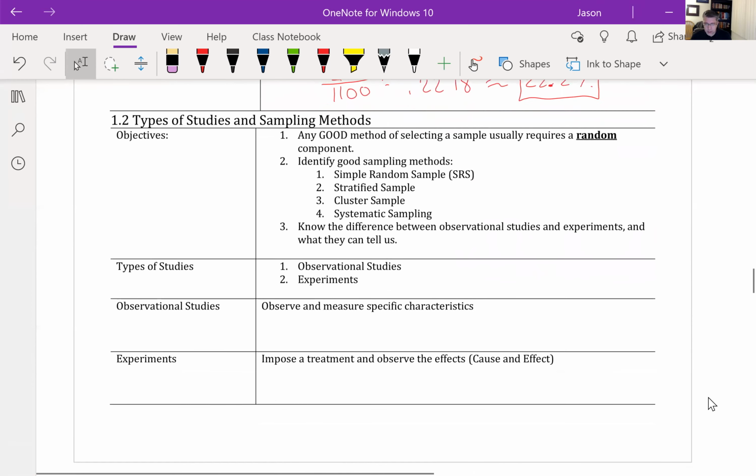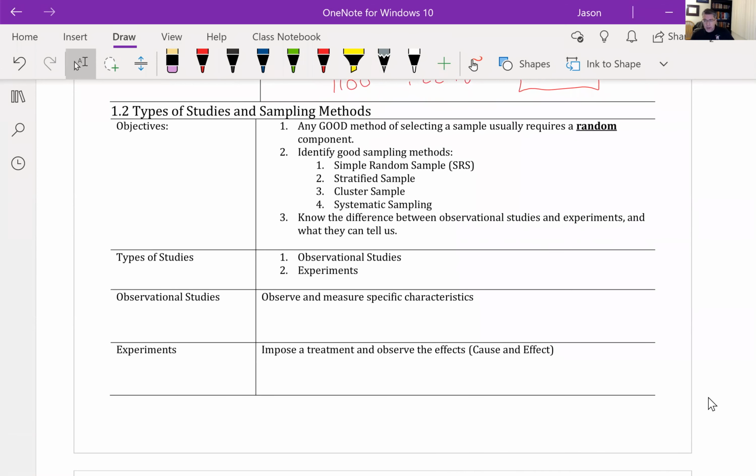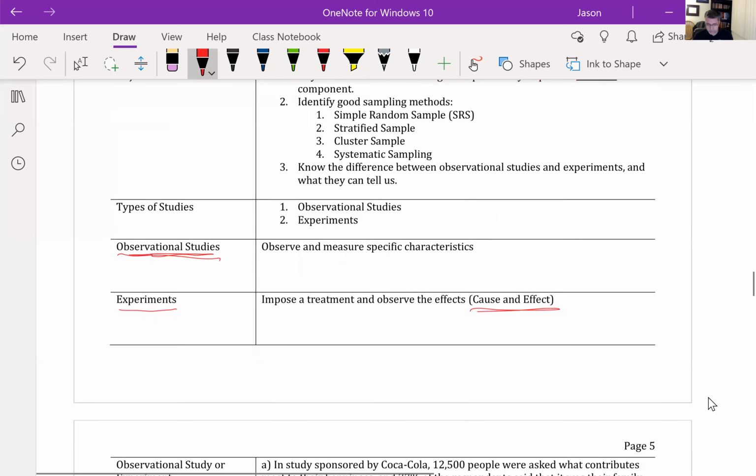Okay, types of studies and sampling methods. We have observational studies. Those are studies where we observe and measure specific characteristics. We're outside the situation. We're just objective observers. Experiments, we're actually conducting the experiment, and we're inside the experiment. We impose a treatment and observe the effects. This is a cause-effect relationship.